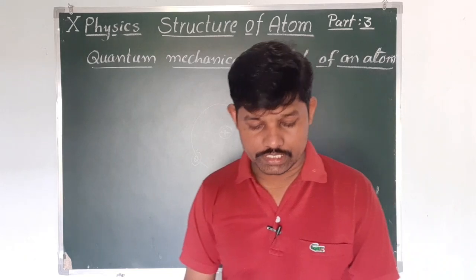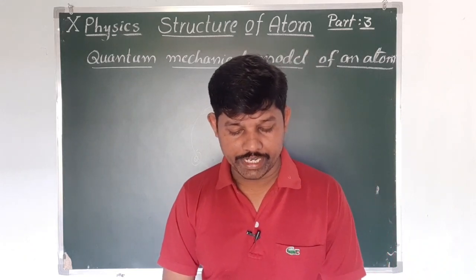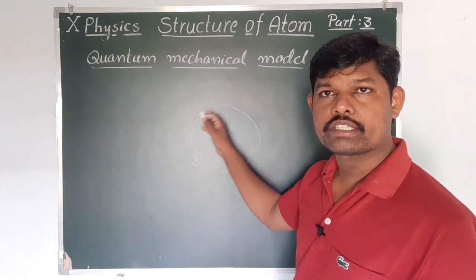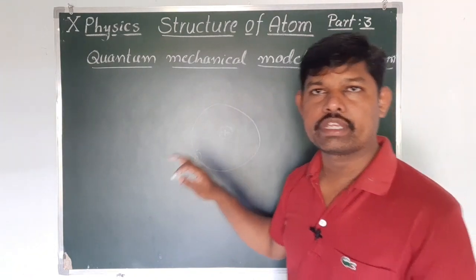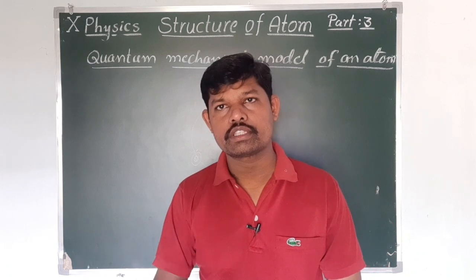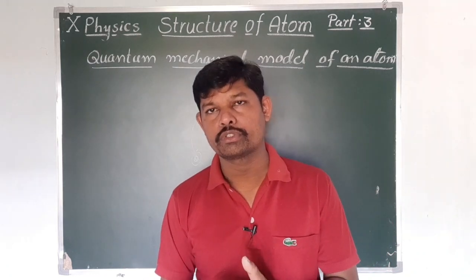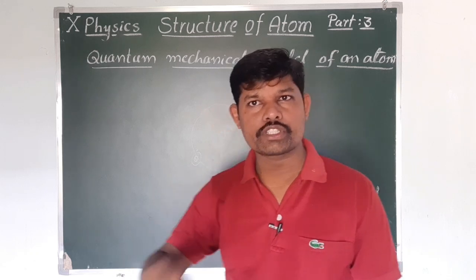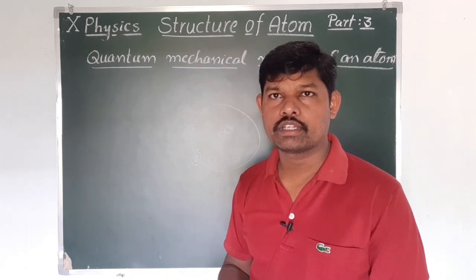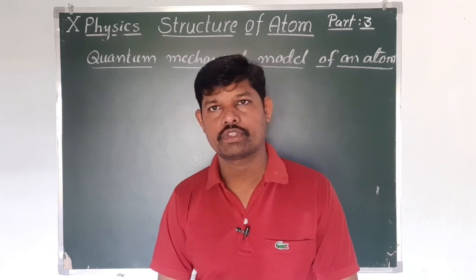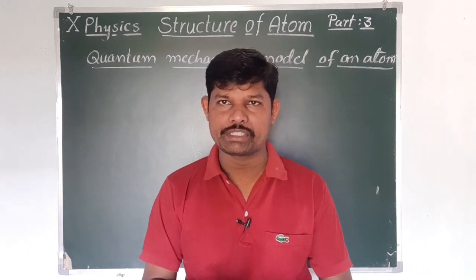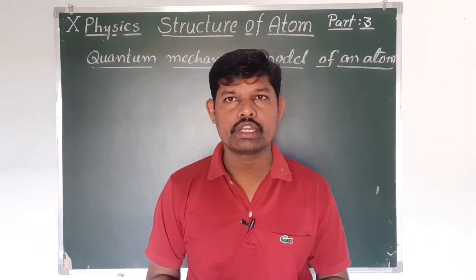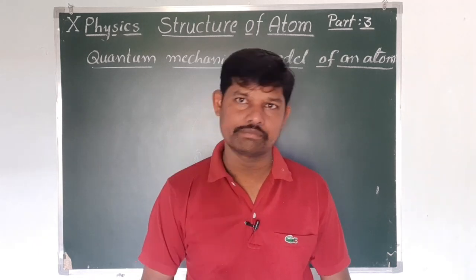And the second question: is it possible to find the exact position of the electron? Every time it is revolving around the nucleus, so there is a scope to find its position. Is it possible to find the exact position of the electron at a particular point? Electrons are very small. They are not visible, unable to see with the naked eye.